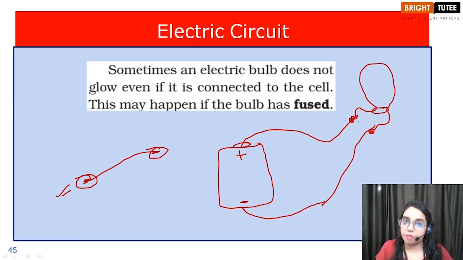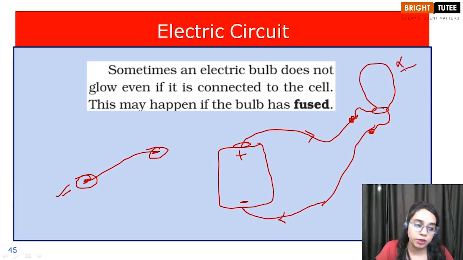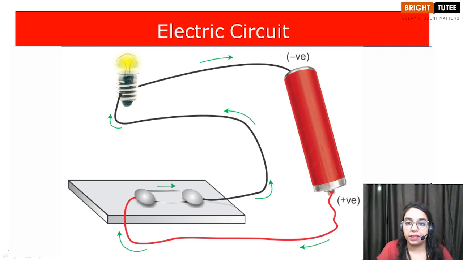So the current must be flowing through the cell to the bulb, right? And the direction of the flow of current is from positive to the negative terminal, right? But sometimes you will observe that the bulb will not glow even when the circuit is complete. So what could be the possible reason that the bulb is not glowing? The reason can be that the bulb may be fused.